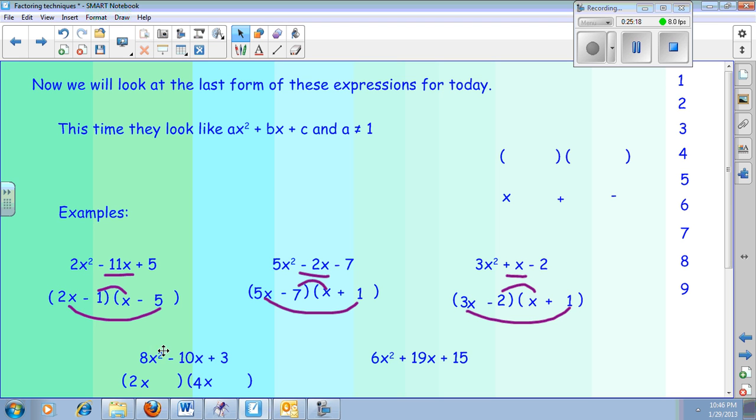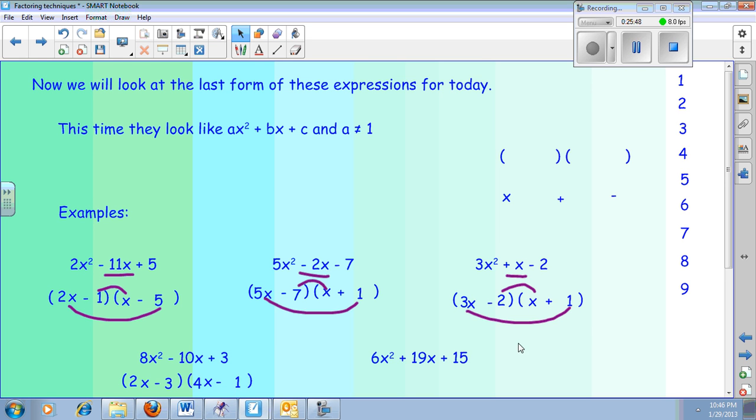And now we're going to look at the rest of the expression. It's minus 10x, but plus 3. And anytime your third term is positive, but your middle term is negative, you know it's going to be minus and minus, so that on your third term, a negative times a negative is positive. Now, we're lucky this time because 3 is a prime number. There are only 2 factors, 3 and 1. So I'm just going to place them down in here.